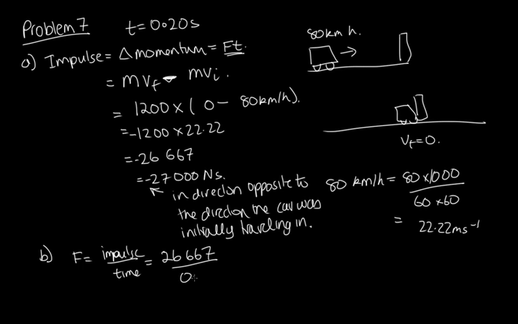So that is equal to 26,667 over 0.20. And so solving this, we get 130,000 newtons, and then it's going to have the same direction as the impulse, so in the direction opposite to the direction the car was travelling.